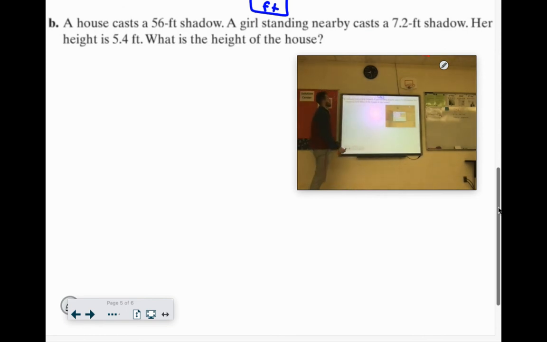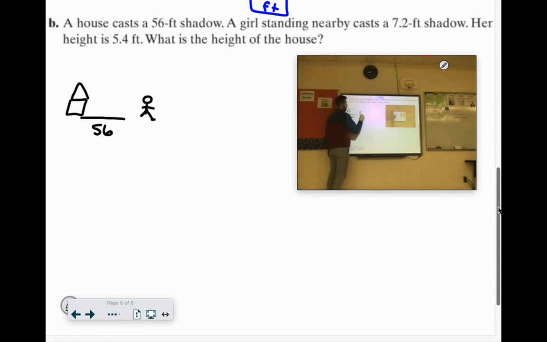A house casts a 56-foot shadow. Here's my house. Here's my 56-foot shadow. A girl standing nearby casts a 7.2-foot shadow. Her height is 5.4 feet. What is the height of the house? Wow, this is not drawn to scale.